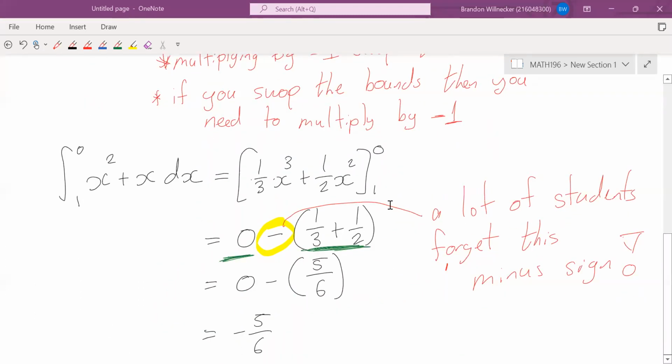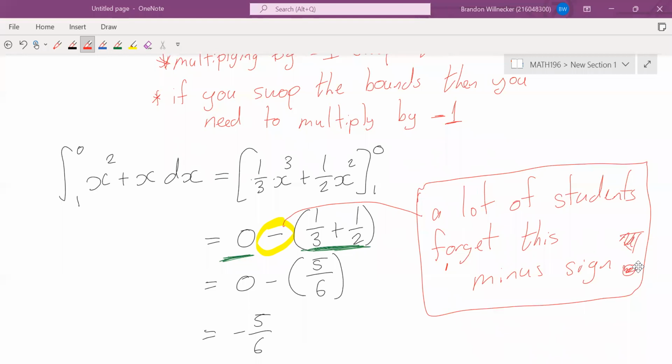Okay, so let's get back to this. Over here, we did it this way without changing the bounds. I just want to point out that there's this minus sign here that you can't forget about. The minus sign comes from evaluating at the upper bound minus evaluating at the lower bound. Some people forgot that, so please remember that there.